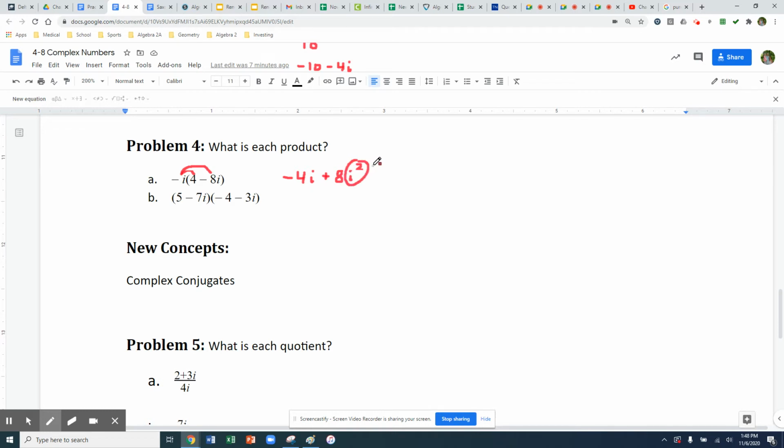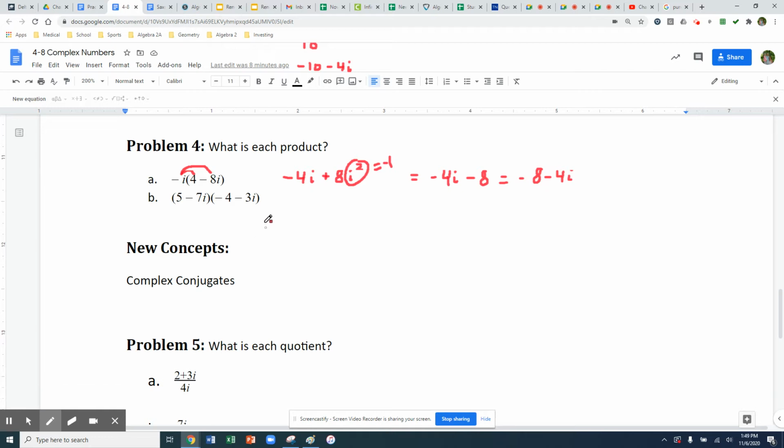Anytime you have an i to an even power, it can simplify. i squared is going to equal -1. So really this 8 now becomes -8. So I'm going to have -4i minus 8. From there, I still have to put it in a plus bi form, so I'm going to have -8 minus 4i. So anytime we have an i raised to an even power, that is actually a real number, so we have to change that back. So be aware, anytime you have that i raised to a 2, to a 4, to a 6, you can change that back to a real number.